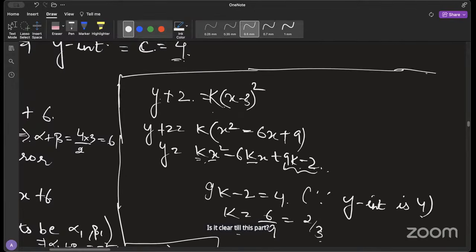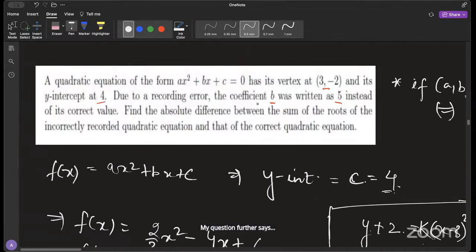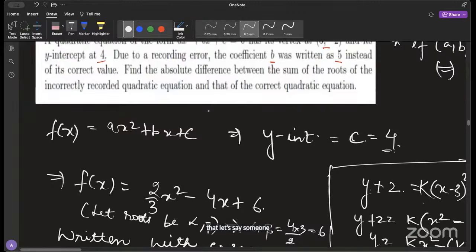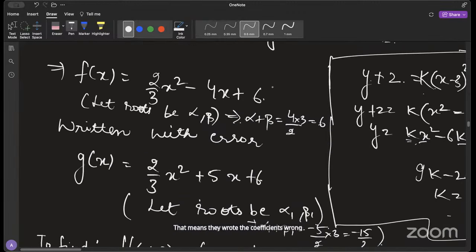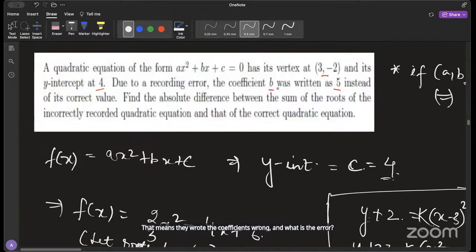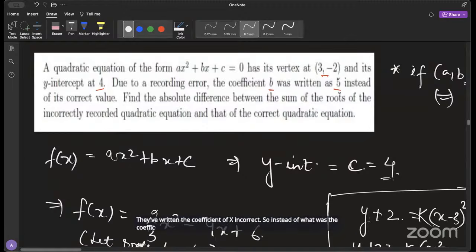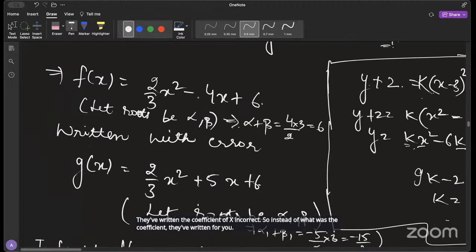Yes. Now, your question further says that, let's say someone made a recording error. That means they wrote the coefficients wrong. And what is the error? They've written the coefficient of x incorrect. So instead of what was the coefficient, they've written 5. That means the coefficient is minus 4 here, but they've written 5, right? So this is the incorrectly written equation, and this was the correct equation.